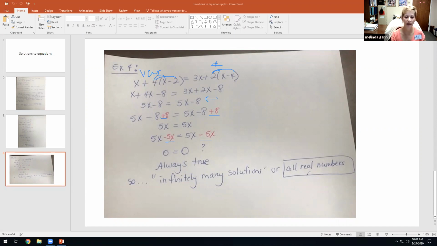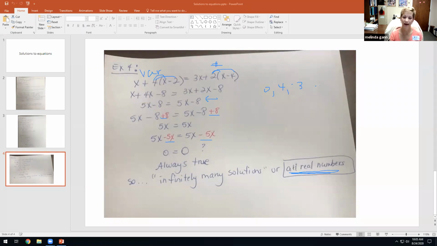So what does that mean? That means all of the numbers work. If you let x be 0, it's going to work. If you let x be 4, it's going to work. If you let x be a negative 3, it's going to work. All the numbers are going to work. So if all the numbers work, say all real numbers, any number will work. You can put any number.